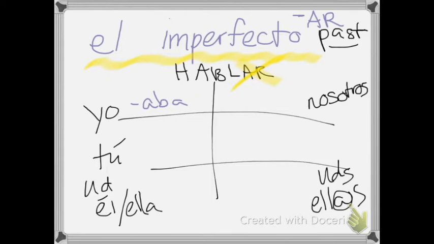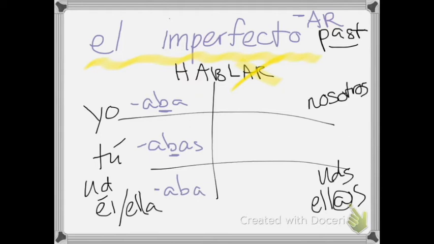You'll notice that that B is kind of soft. It's not hablaba. That would sound really weird if you said it like that. It comes out very soft, so it's hablaba. Tú hablabas. Once again, that B is very soft. Hablabas. Usted, él o ella, is just like yo.